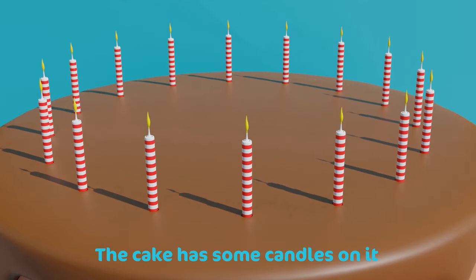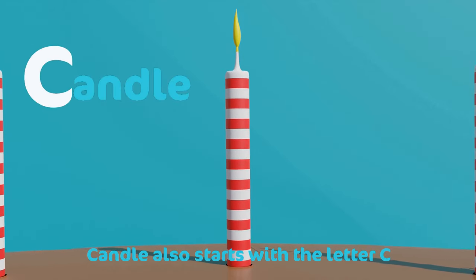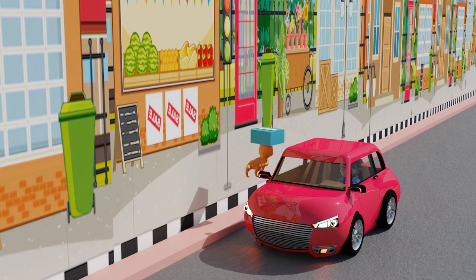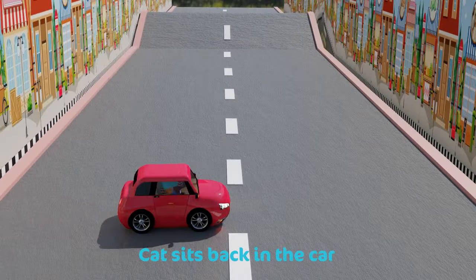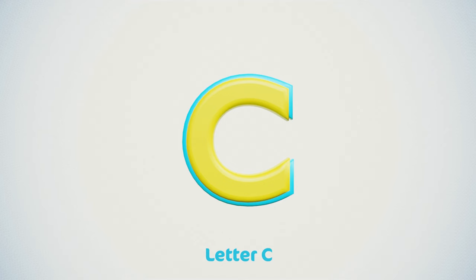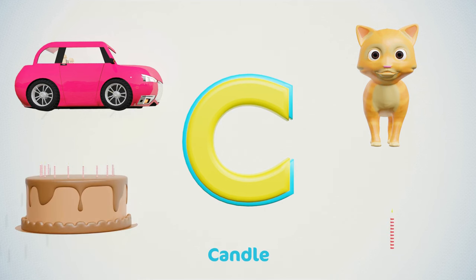The cake has some candles on it. Candle also starts with the letter C. Cat sits back in the car and went back to her home. So, kids, what we learned today. Letter C. C is for cat, car, cake, candle. Bye, kids.